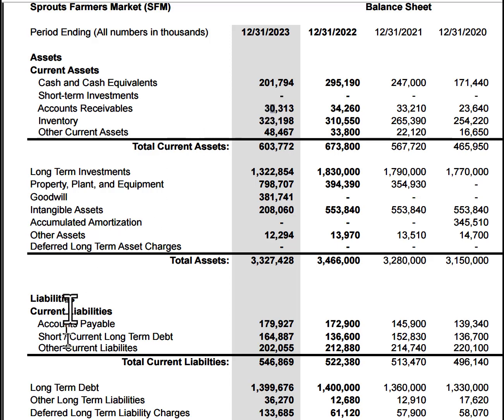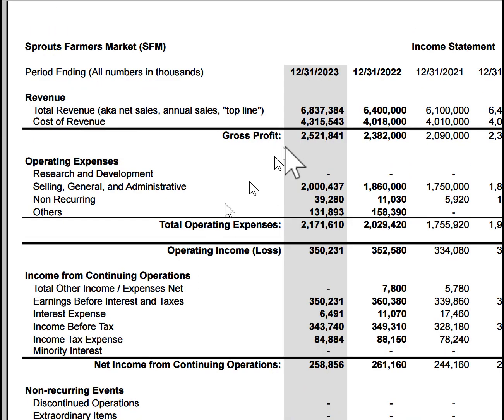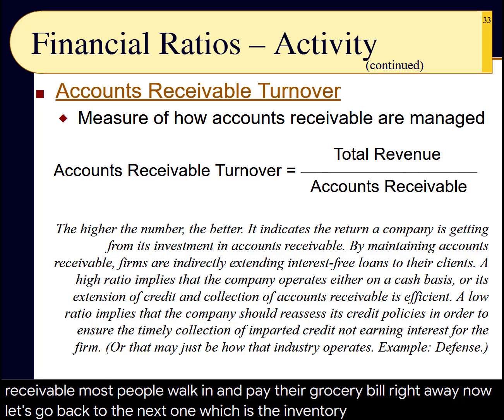And if you remember the top line number, let's go back to the income statement. Top line number was 6.8 billion. So we get an accounts receivable turnover of 225, which means every 2 days, yes, the accounts receivable is turning over. So Sprouts is not a company that lives and dies by accounts receivable. Most people walk in and pay their grocery bill right away. Now, let's go to the next one, which is the inventory turnover.